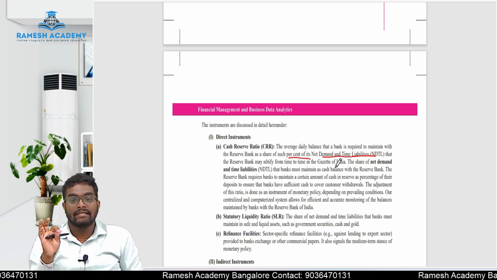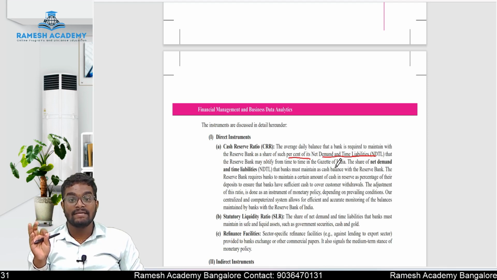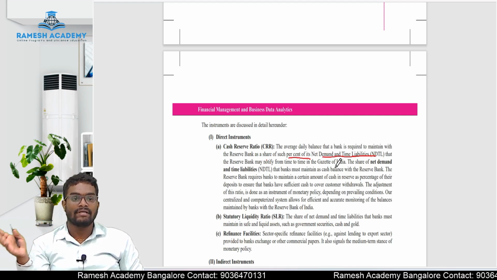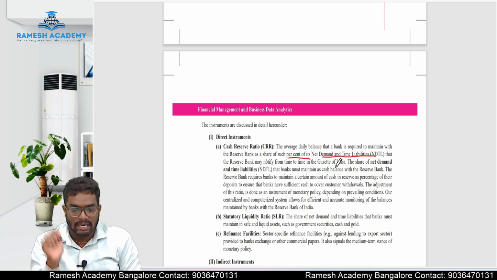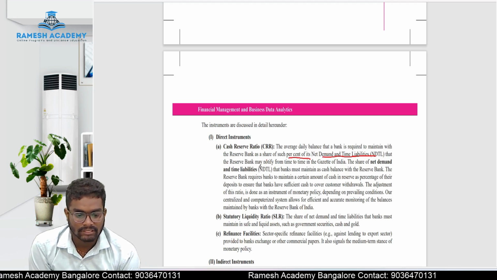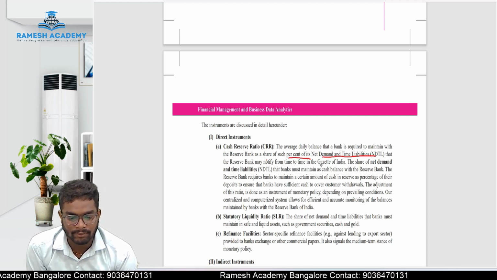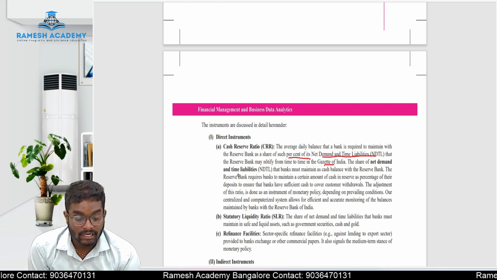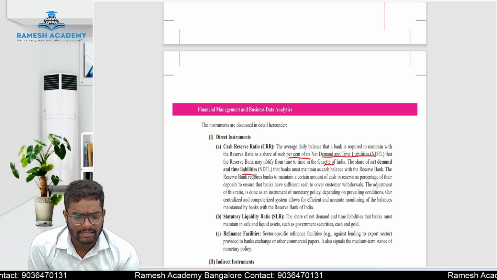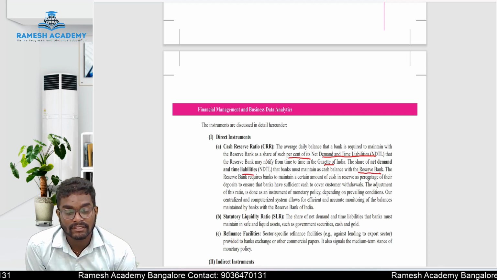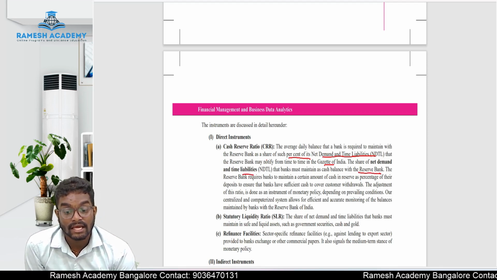So that is the reason RBI will tell that please keep a certain percentage of the time and demand deposit with the RBI. That is known as cash reserve ratio, that the RBI may notify from time to time in the Gazette of India. The share of net demand and time liabilities that a bank must maintain as a cash balance with the Reserve Bank. It should be keeping that balance with the Reserve Bank.